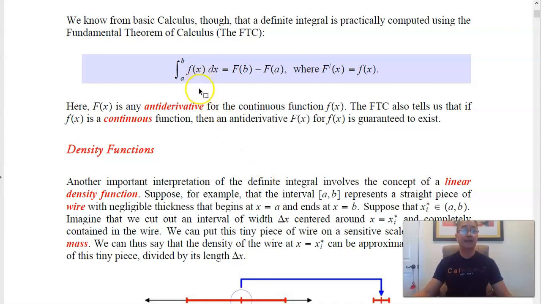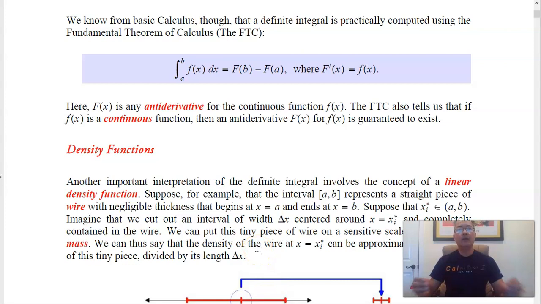But if you can find an antiderivative for your function, so that's called capital F of x, that means that the derivative of capital F of x is small f of x, the original f of x, right? If you can find an antiderivative, yay, all you have to do is plug in the two endpoints, b first, followed by a, and subtract the antiderivative at a from the antiderivative at b. That will be the final answer, the exact answer for your definite integral, okay? But again, that only works if you can find an antiderivative.